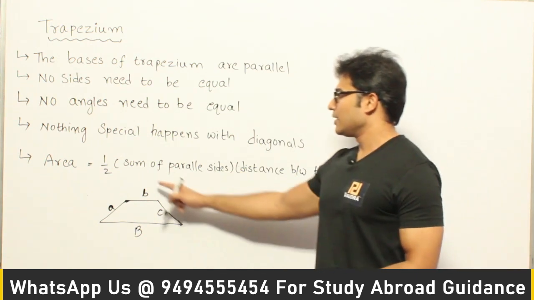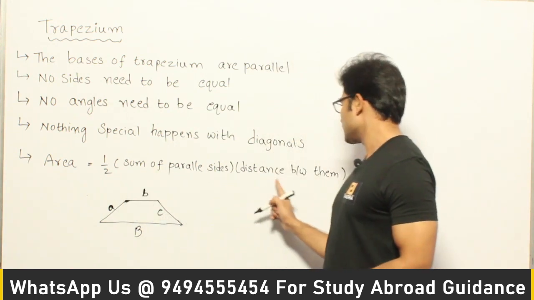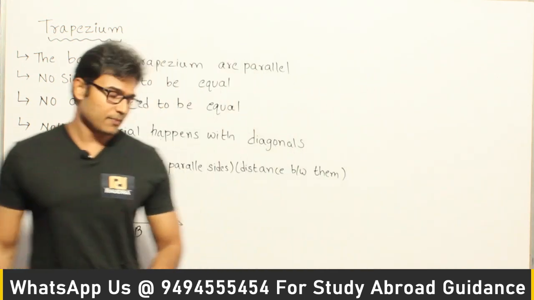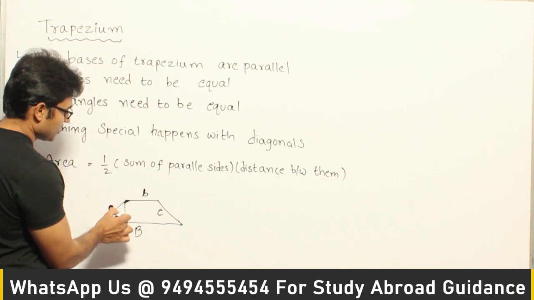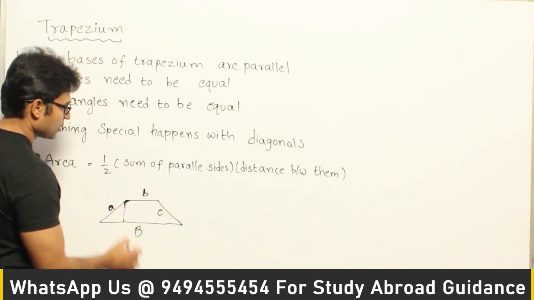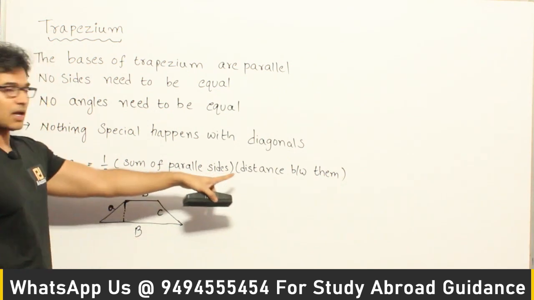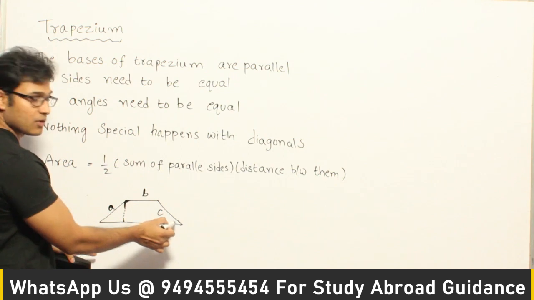Next one is, area is equal to half into the sum of parallel sides into the distance between them. So the distance between them is this one, right? You can write it anywhere. The distance between these two is the distance between the parallel sides, and the sum of parallel sides means the length of this one plus the length of this one.